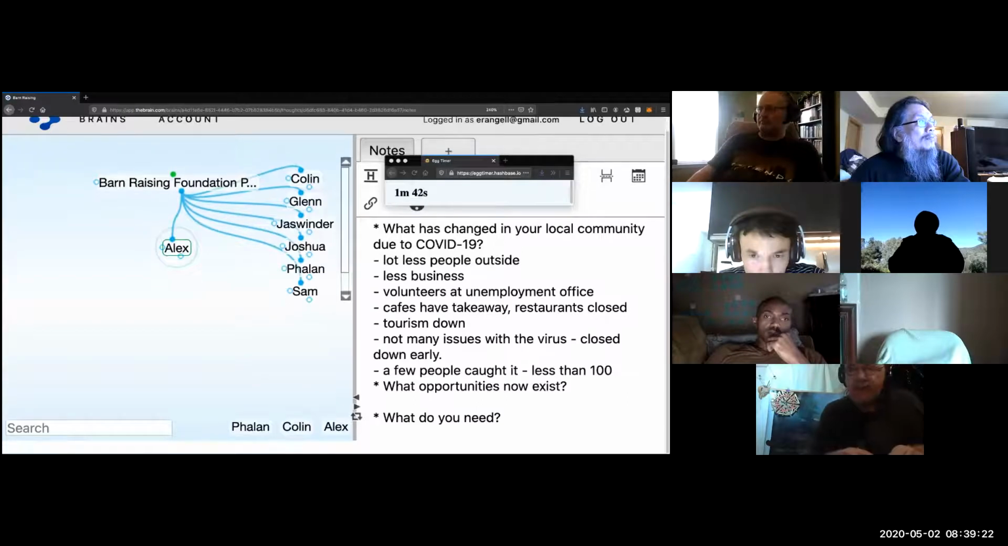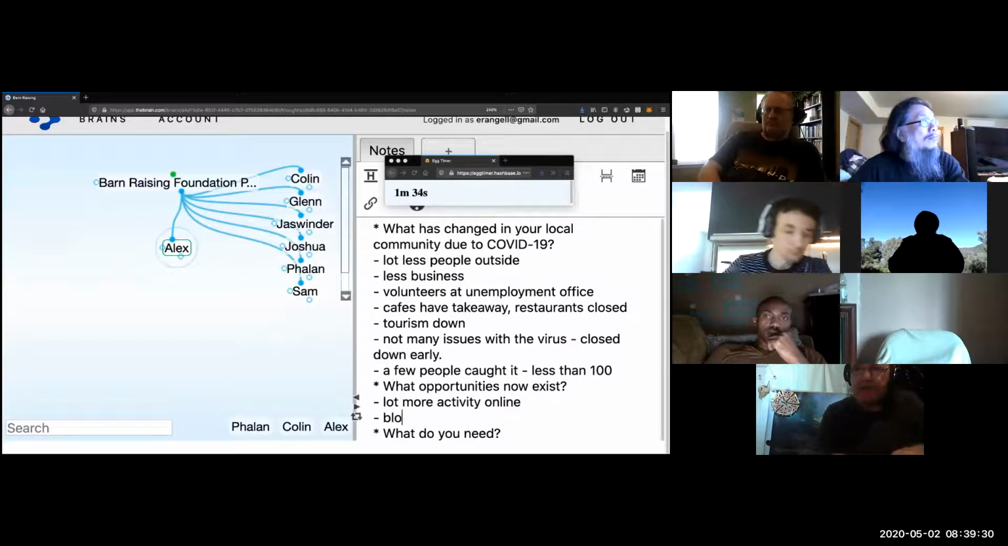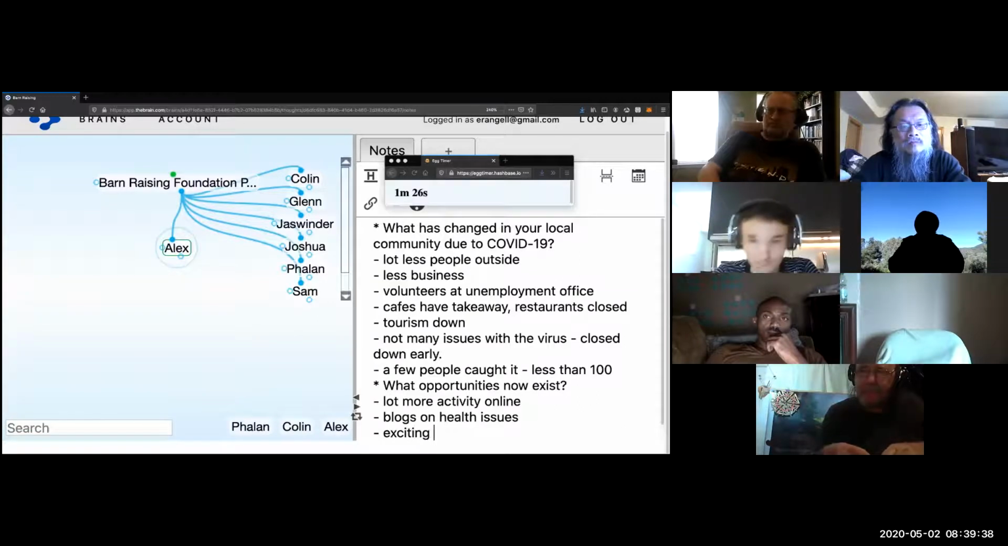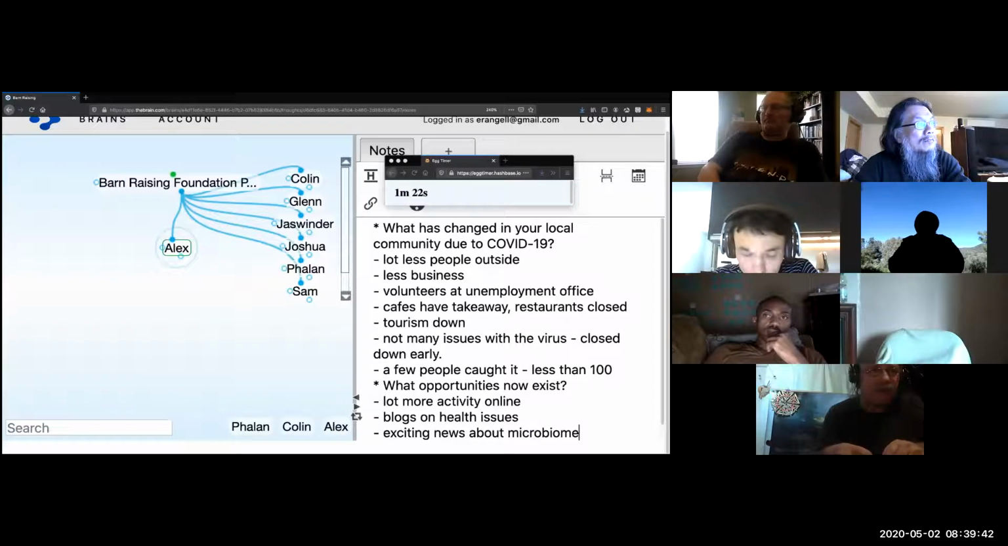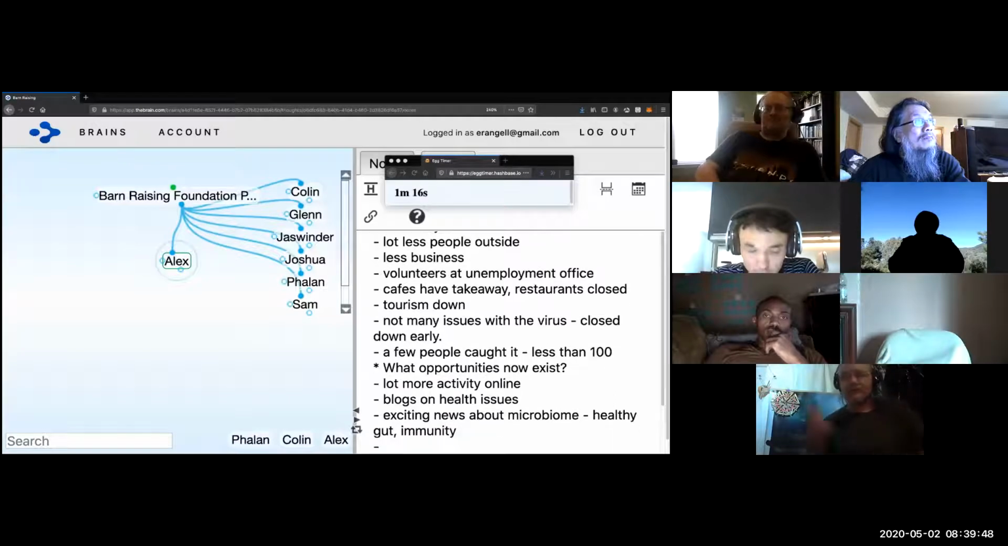Well, there's been a lot more activity online. This has created opportunities for people who blog a lot on health issues. There's been some exciting news about the microbiome in the gut biome levels, because a healthy gut biome increases your immunity to viruses, apparently. So this is interesting.